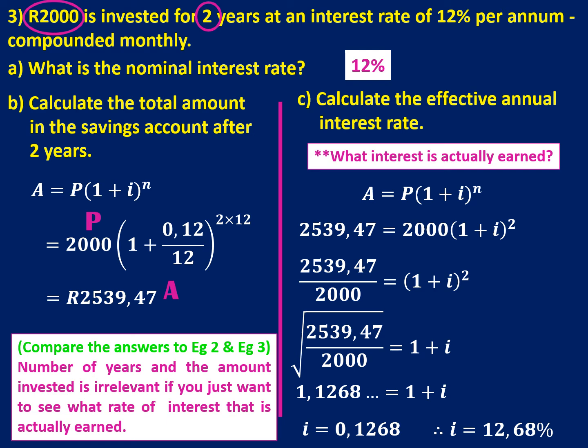Now, if you compare example 2 and example 3, my interest rate is exactly the same, but I changed the number of years and I changed the amount that I was investing, but I still got an answer of 12.68%, which means that the number of years and the amount invested is irrelevant if you want to see what interest rate you are actually earning. If you want to see what interest rate you're actually earning, we only need to look at the interest bracket.